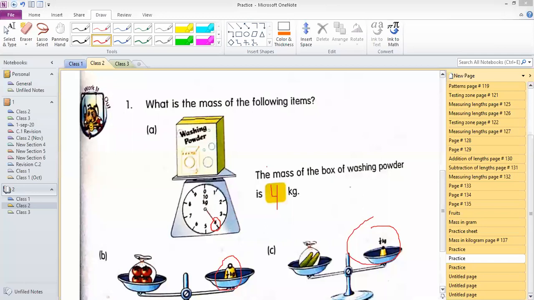Sharif, I was telling you that if someone asks me how much that sugar is in gram, I will say 1,000 gram. Otherwise, I will say 1 kilogram. I was just telling you about the conversion, that 1 kilogram is equal to 1,000 gram. Okay. Thank you.